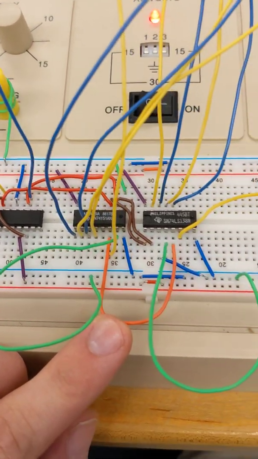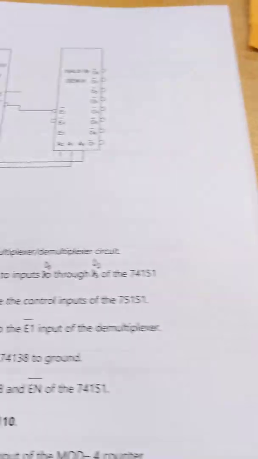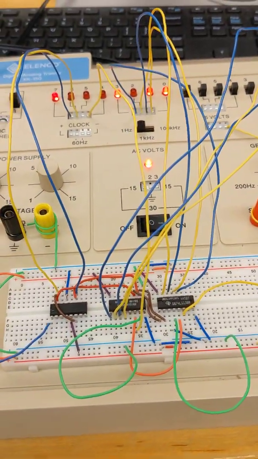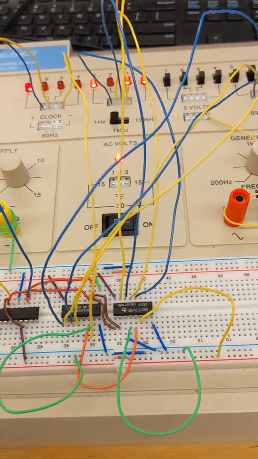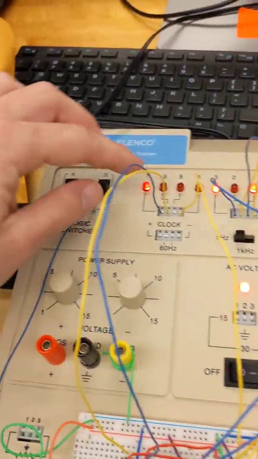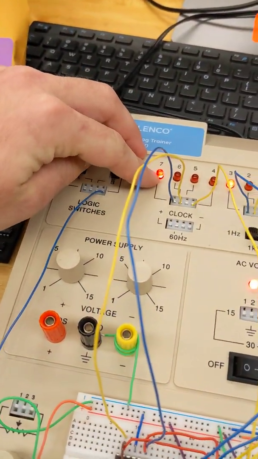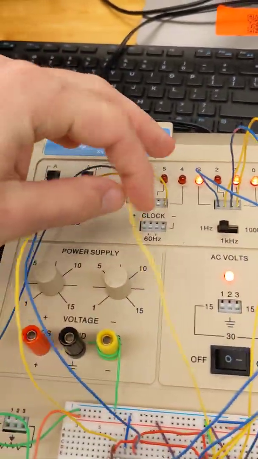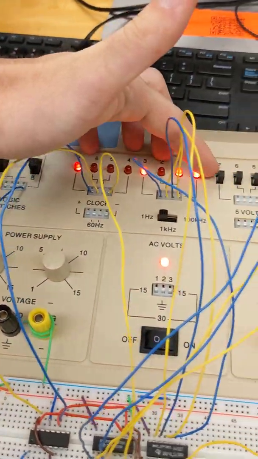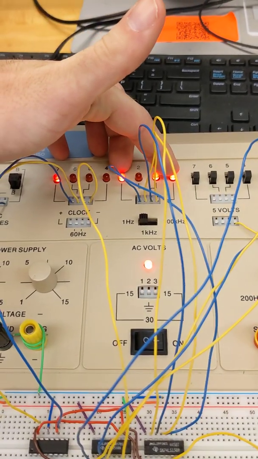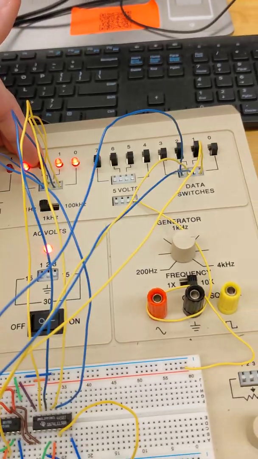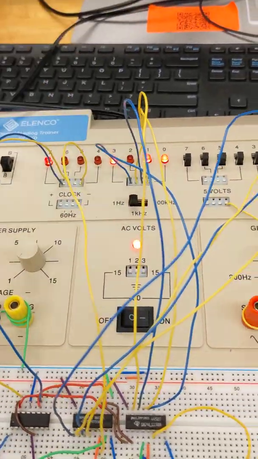It's pretty much set up just as in the instructions. And it functions properly, just as in the simulation. So what we have going on here is the LSB on the right here, and the MSB for the counter on the left. Output Z is this LED here. And then we have the outputs for the 138 recorded by these LEDs.